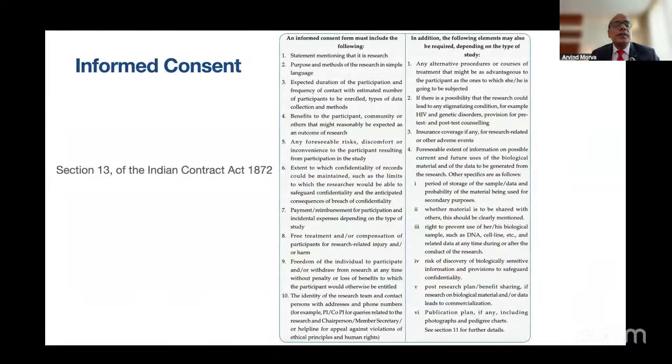Then comes the importance of the informed consent that needs to be there with all clinical trials. This is a very important document, as per Section 13 of the Indian Contract Act 1872. So the history is from before our independence. An informed consent form must include the following: a statement mentioning that it is a research, purpose and method, expected duration, benefits to the participant, any foreseeable risk or discomfort, the extent to which confidentiality of records will be maintained, payment or reimbursement for the participant, free treatment or compensation, the freedom of the individual to participate or withdraw from research at any point of time, and the identity of the research team and contact person with addresses.